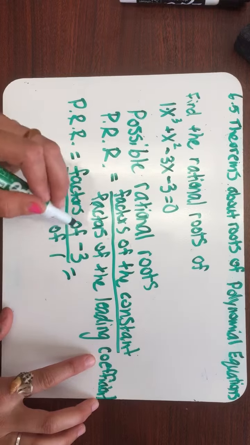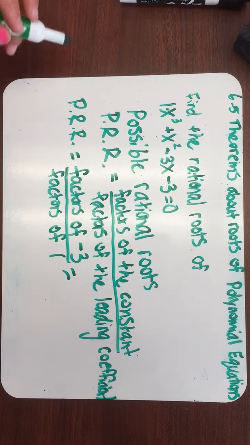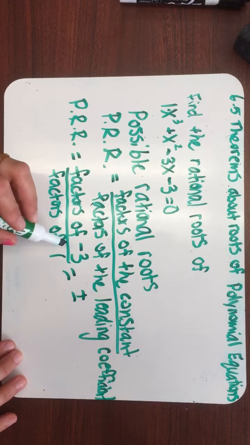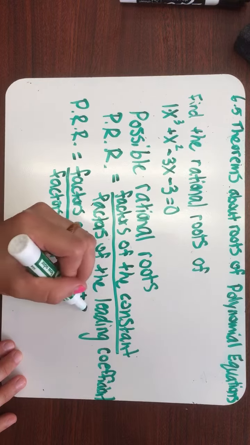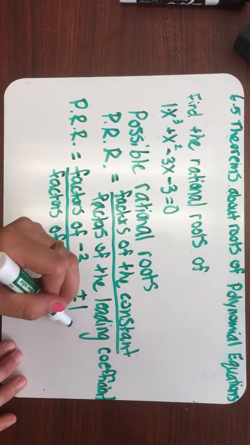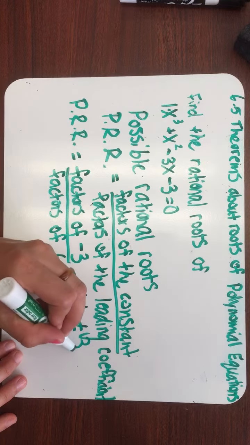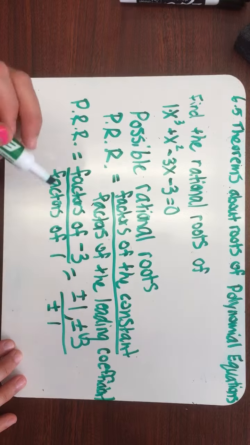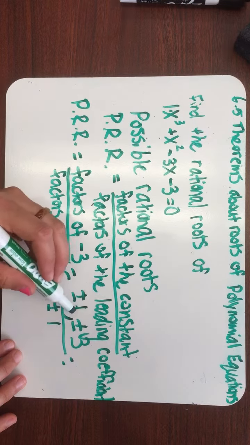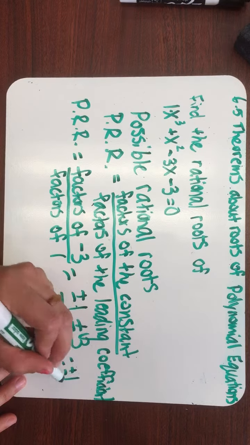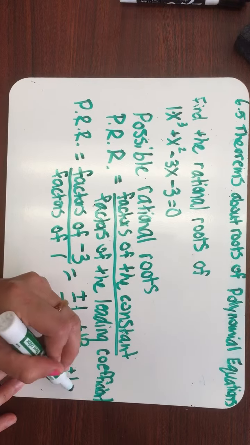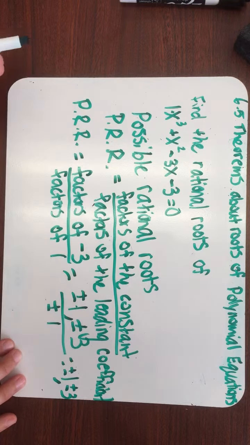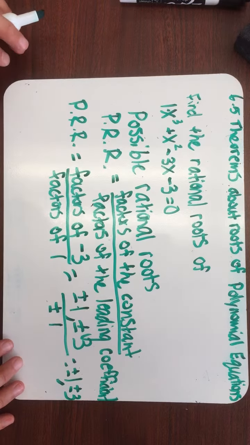So we'll list all of those. And when you're listing all of these, it's always going to have a positive and a negative for all of them. So plus or minus 1 is a factor of -3, and plus and minus 3. The factors of 1 are plus and minus 1. And then you would divide them. 1 divided by 1, plus or minus 1. 3 divided by 1 is plus or minus 3. So we have 4 different possible rational roots.